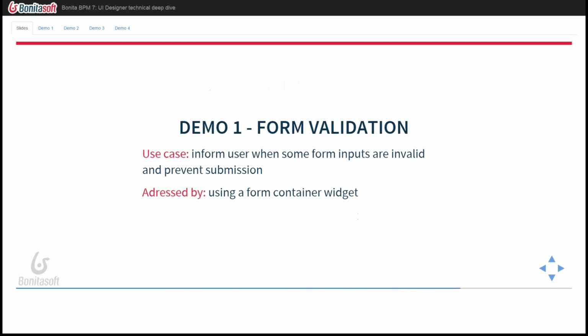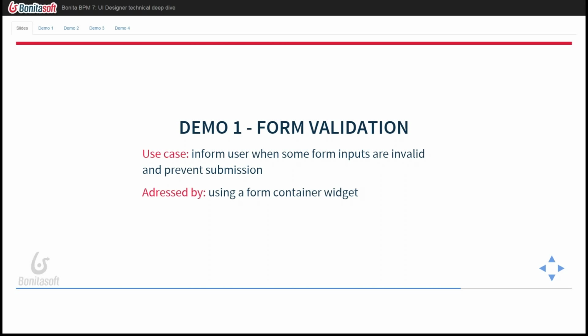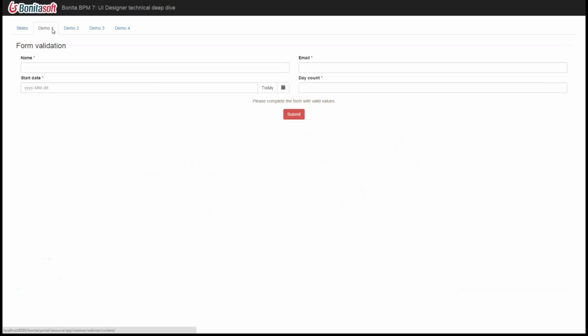The first one is actually form validation. So I'll talk about how to use the form container widgets. The use case is pretty simple. You want to make sure that your end user provides valid inputs, and if he's not providing valid inputs in his form, you want to prevent him from submitting, and you want also to notify him that the input he is actually providing right now is not correct. So we'll see how we can achieve all of that, and I will explain how to use our inputs. So let's switch to this.